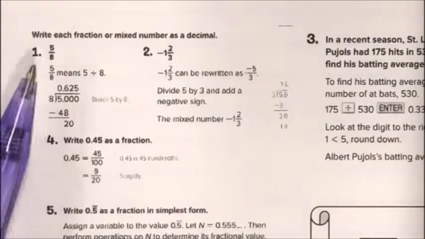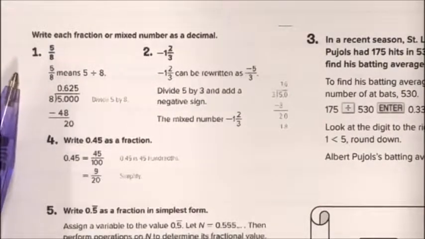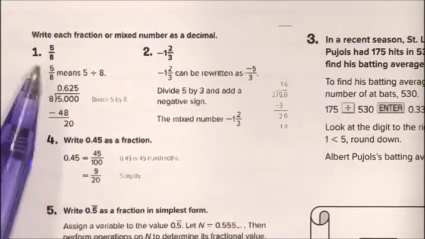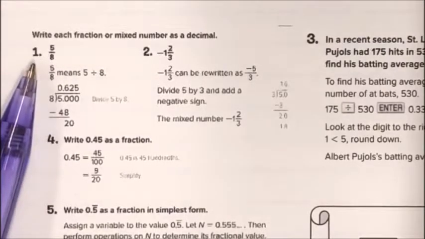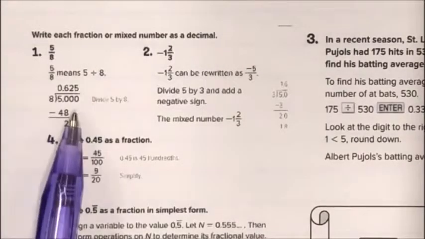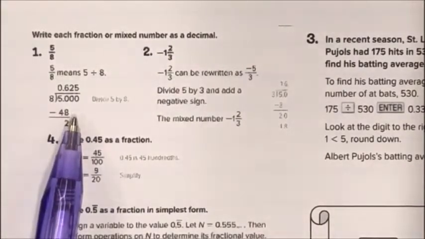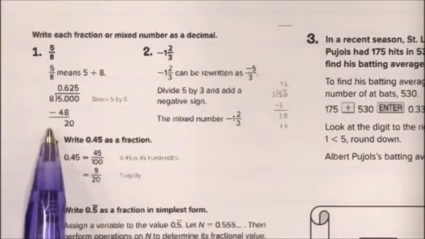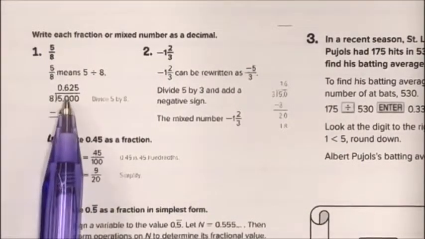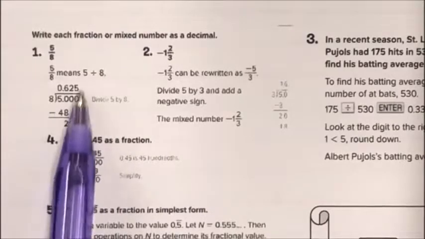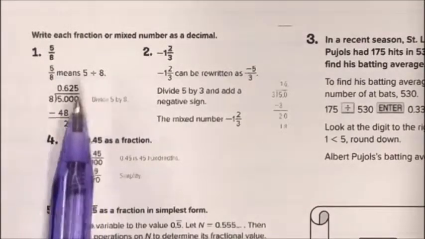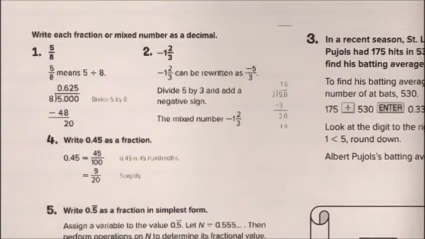All right, so the first example they give me is write each fraction or mixed number as a decimal. So I have 5/8, 5 divided by 8, so that's what that means. So basically I'm just going to walk through the division and that's how I'm going to figure it out, okay? I get 0.625. Now if I were to continue on this path, I would get zeros, which means it's a terminating decimal, it stops. So it is a rational number, okay?